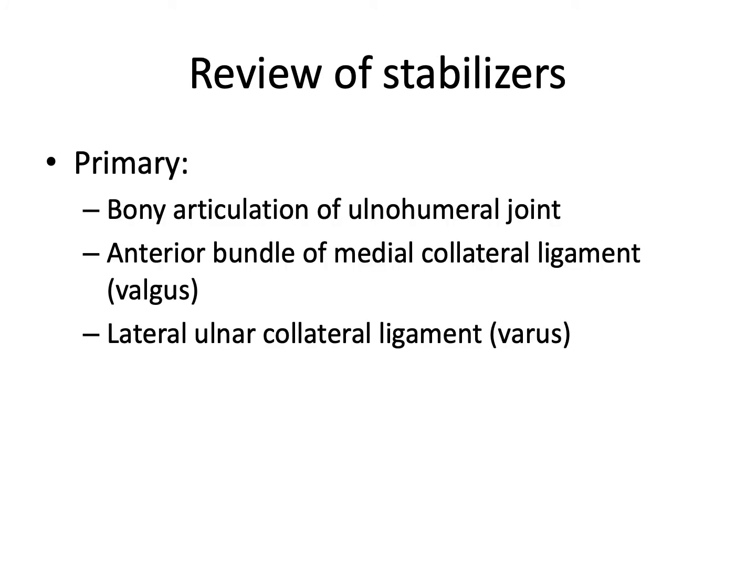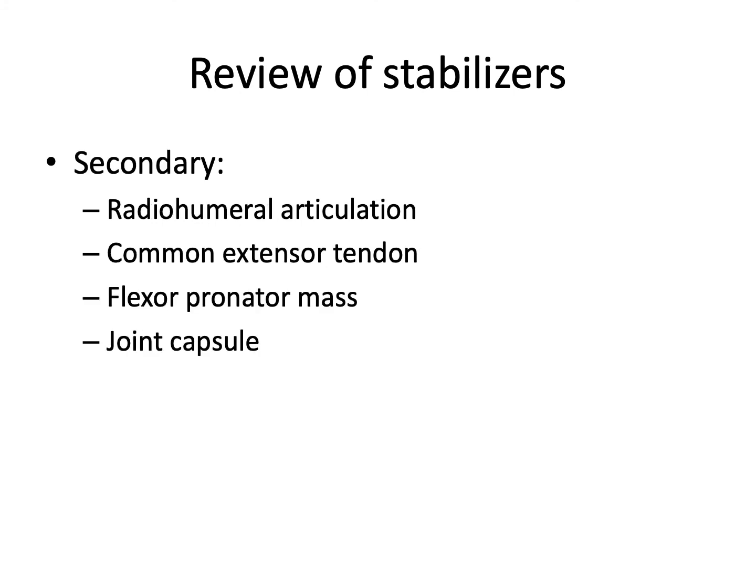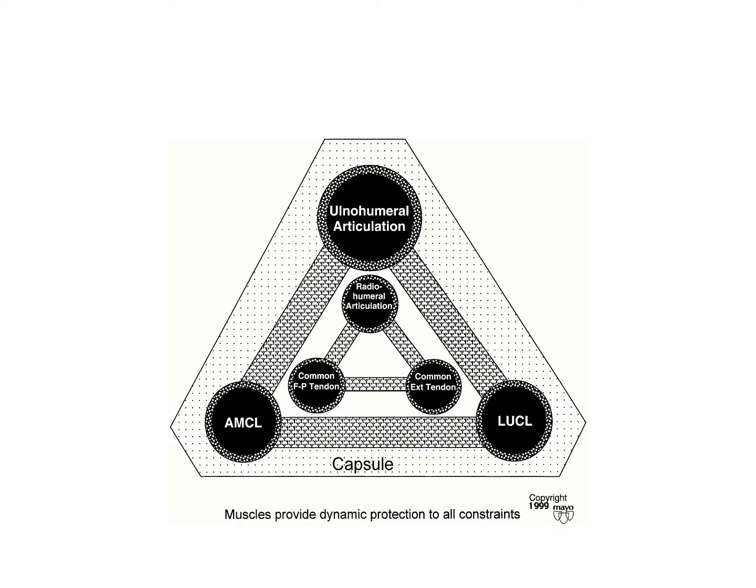Again, the primary stabilizers of the elbow are the bony articulation of the ulnohumeral joint, the anterior bundle of the medial collateral ligament, and the lateral ulnar collateral ligament. Secondary stabilizers are the radiohumeral articulation, the common extensor tendon, the flexor pronator mass, and the joint capsule. You can think of elbow stability as a fortress, with the primary stabilizers being the outer wall. And if one of those is breached, then the secondary stabilizer takes over.